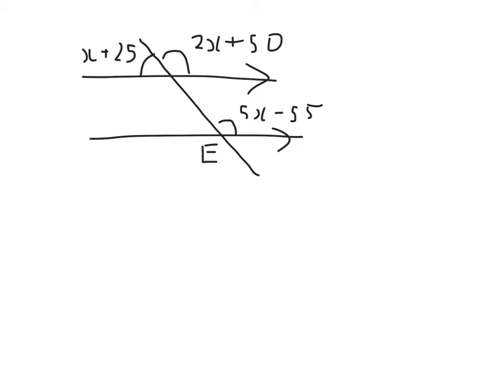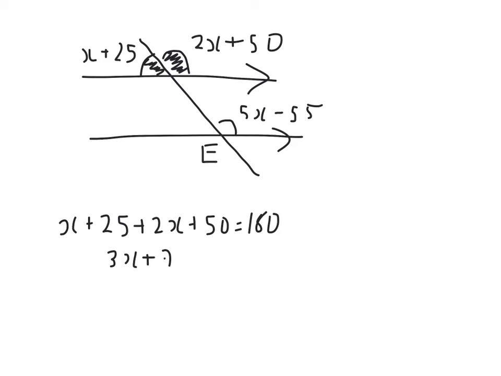If you look at the top two angles, this angle here and this angle here are called supplementary. That means that they add up to 180 degrees. So you could say x plus 25 plus 2x plus 50 must equal 180, because they make a straight line. If you collect like terms, you get 3x plus 75 equals 180, and you subtract 75 from both sides, you end up with 3x equals 105, and then you divide both sides by 3, so you get x equals 105 divided by 3, which is 35.